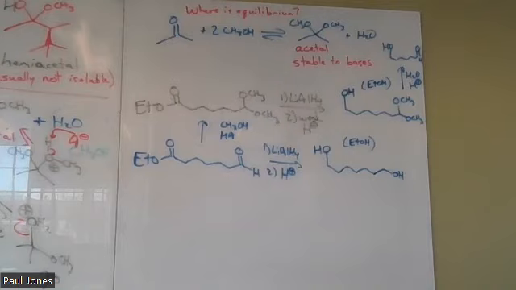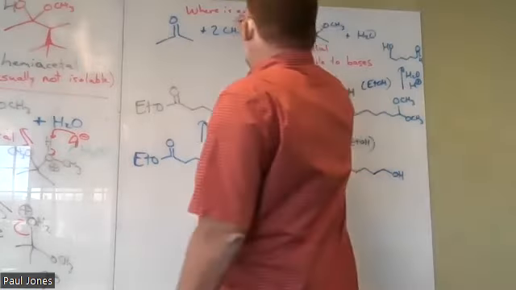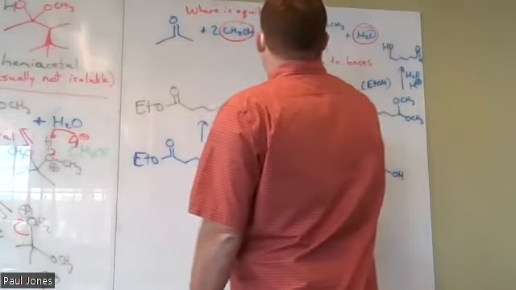If I take acetone and I dissolve it in methanol and I add some acid, at equilibrium, I'm going to have a lot of acetal, I'm going to have a lot of acetone, I'll have some water, I'll have some methanol, I'll have a mixture. Really what we have to go on here is Le Chatelier's principle.